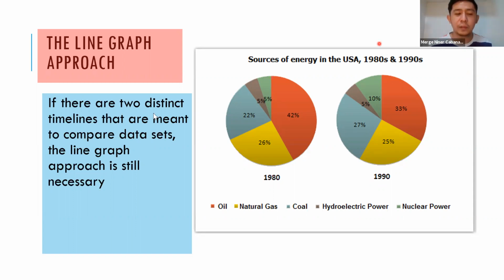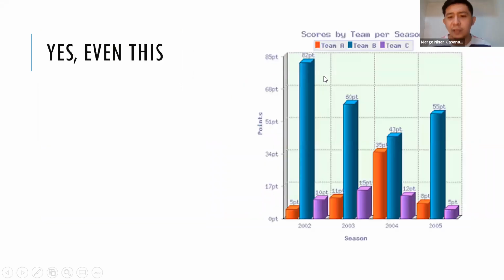Again, let us have a look at my other slide. You will still be using a line graph approach here. Why? Well, it's easy because we have three different teams. We have team A, the orange one, team B, the blue one, and team C, the purple one. They're not just being compared as teams, because if you were just comparing them per team, then you would be using the bar graph, the pie chart, or even the table approach.